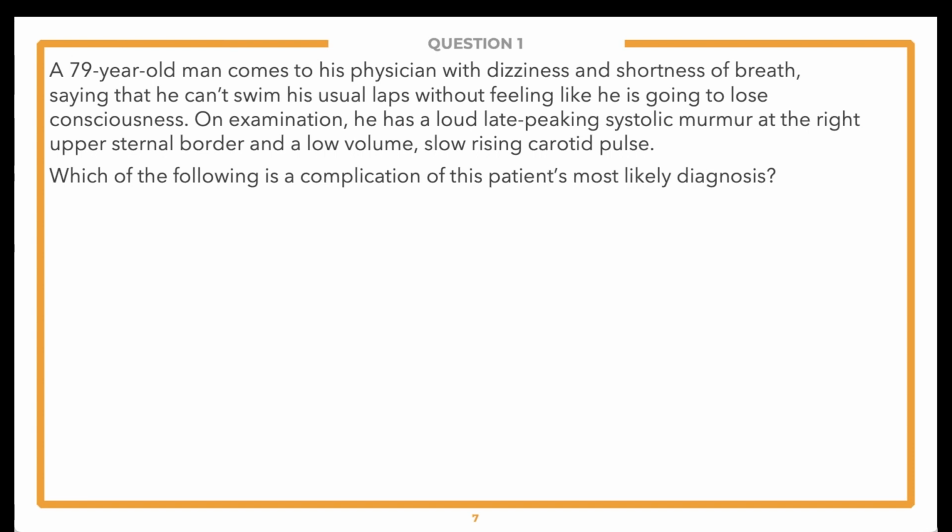A 79-year-old man comes to his physician with dizziness and shortness of breath, saying that he can't swim his usual laps without feeling like he is going to lose consciousness. On examination, he has a loud, late-peaking systolic murmur at the right upper sternal border and a low-volume, slow-rising carotid pulse. So again, which of the following is a complication of this patient's most likely diagnosis?